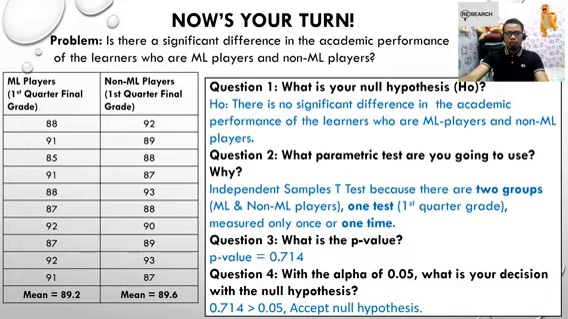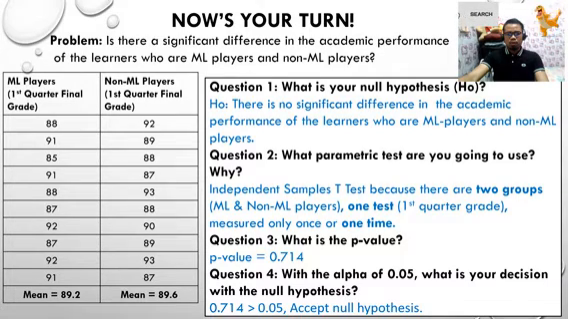Now for question number 1, what is your null hypothesis? So you're just going to make use of the problem and state it using the null hypothesis. There is no significant difference in the academic performance of the learners who are ML players and non-ML players. Did you get it correctly? I hope so. For question number 2, what parametric test are you going to use and why?